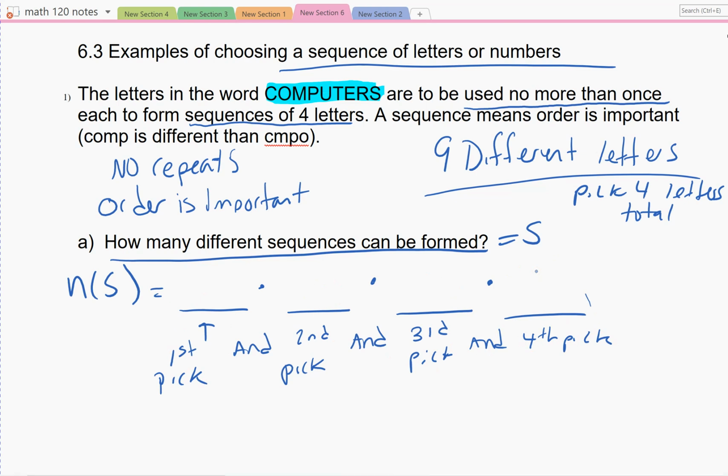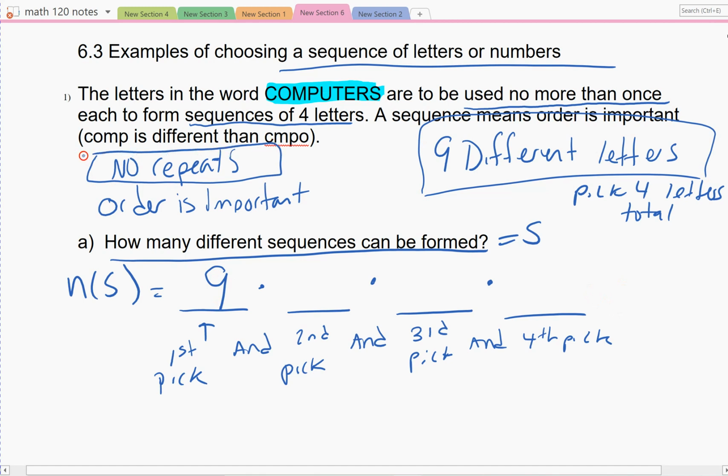Alright, so in the first spot, I can pick any of the 9 letters, right? I can pick any of the letters from the word computers in the first spot. So there are 9 choices for the first letter in my sequence. And then, since there are no repeats, if I've picked a letter, I can't pick it again. So if I've picked M in my first pick, it can't be picked in my second pick. And so how many letters are left over for my second pick? How many choices do I have for pick 2? I've got 1 less, right? I've only got 8, and then that works for the next one, right?